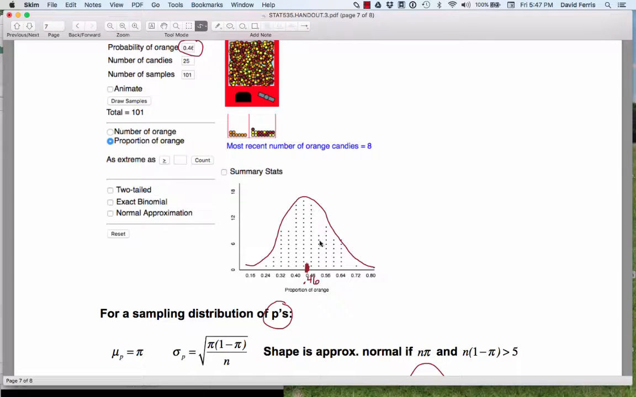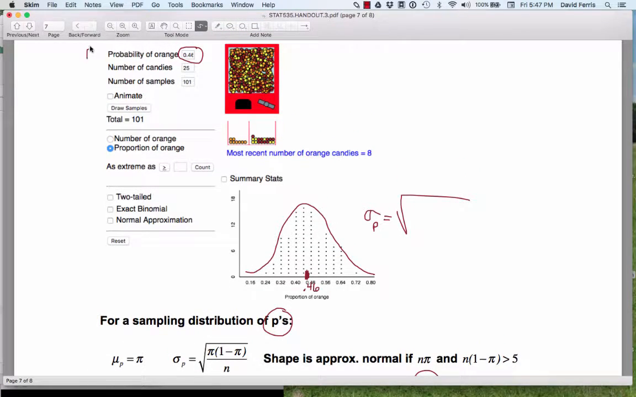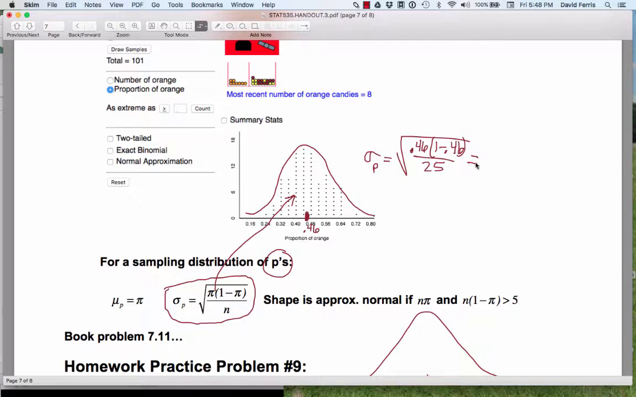Every single dot here is a sample proportion. We also can calculate the standard deviation of all of these sample proportions. It's a little bit more complicated formula. You have to take pi, which was the true percent orange in the population. That was 0.46 in this example. 0.46 times 1 minus 0.46 over the sample size. The sample size in this simulation was 25. So I'm using this formula to calculate the standard deviation of this distribution of p's, sample proportions.